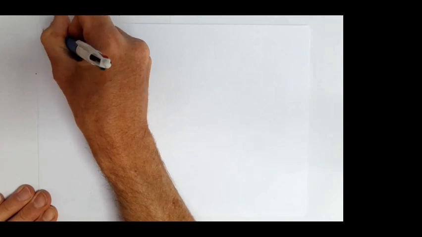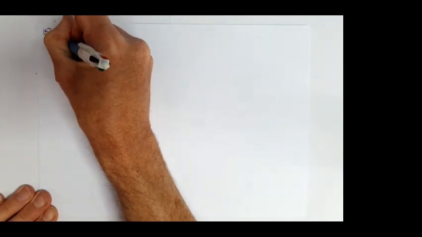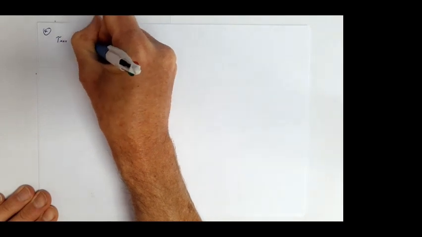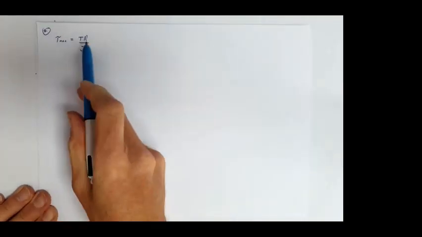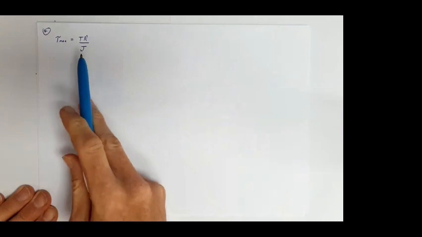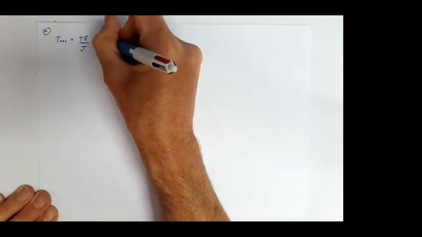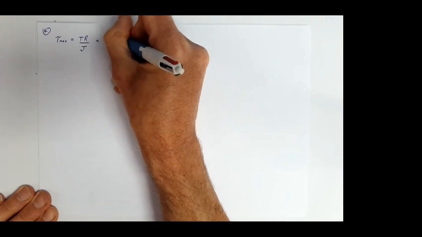Okay, so τ max equals TR over J. T and R clearly remain the same. The only thing that we've changed in this question is J. We've now hollowed this shaft out. So this sum is going to be exactly the same.